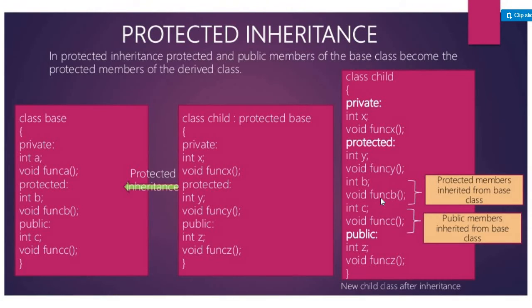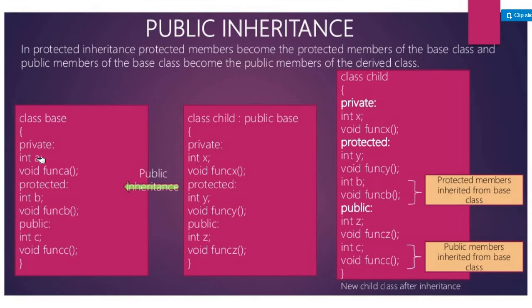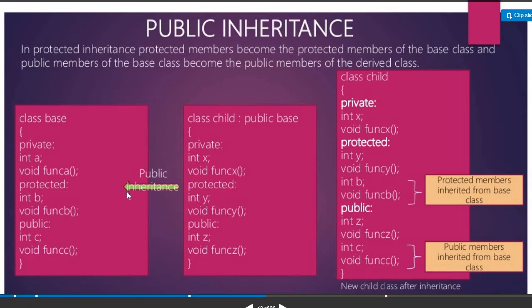Now third, we see public inheritance. Similarly, the base class is defined with private integer a for function a, protected integer b for function b, public integer c void function c. And the child class is publicly inherited from the base class, with private integer x void function x, protected integer y void function y, public integer z void function z.